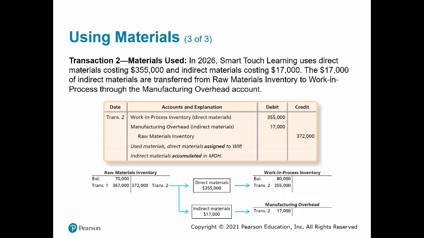So at the bottom of the slide, we can see the T accounts and see the credit for the raw materials inventory as it comes out of raw materials, and then we see the two debits, one into work in process for the direct materials and then one into manufacturing overhead for the indirect materials.